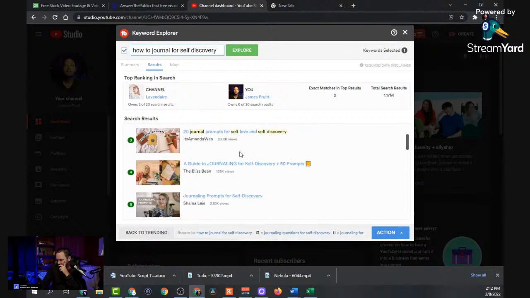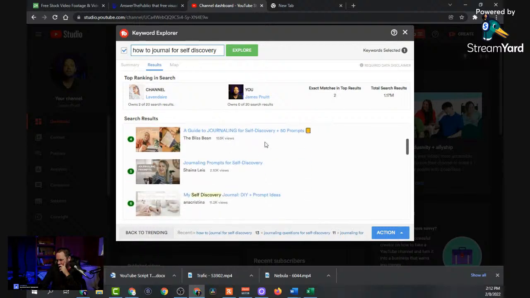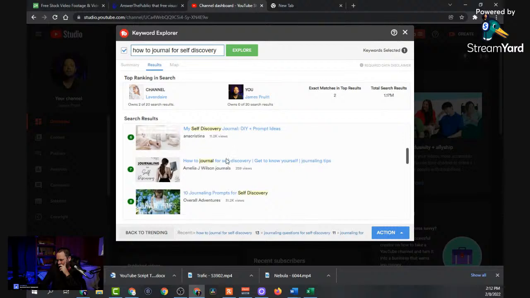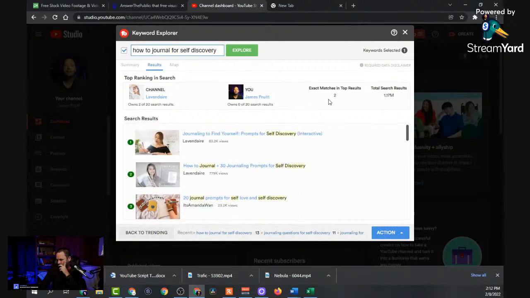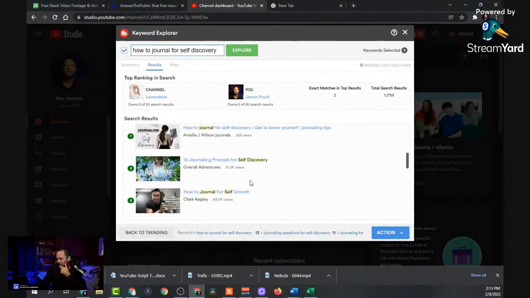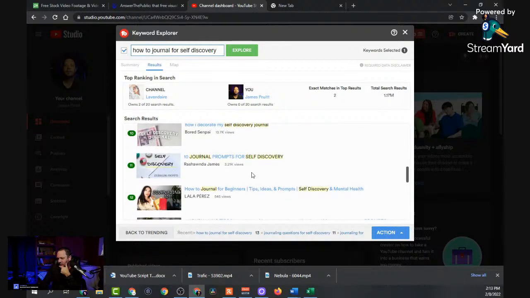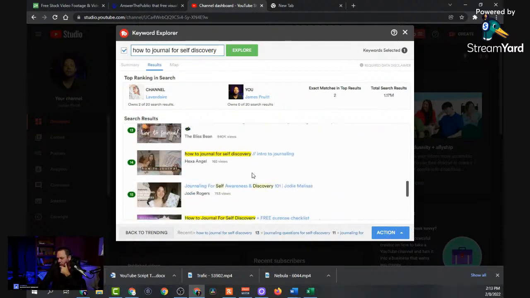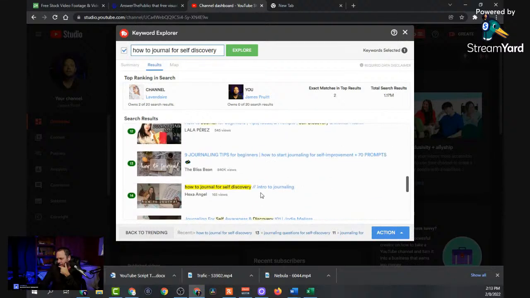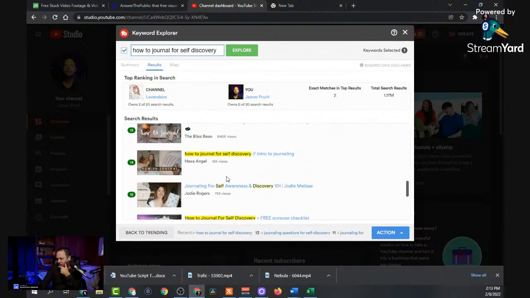Prompts for self-discovery, 20 journal prompts for self-discovery, a guide to journaling for self-discovery, how to journal for self-discovery. That's a pretty good keyword, actually. There's only 2 exact matches. There's 1.17 million search results, but only 2 exact matches. That means a lot of these channels are ranking for this by default based off of their overall authority, not because they're targeting that specific keyword. And that's huge. Now let's look at where these are. Number 14, how to journal, only 165 views.